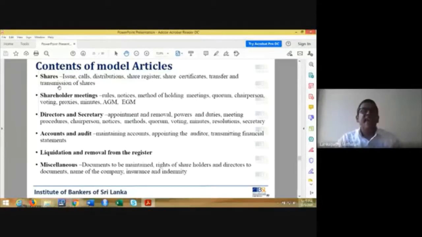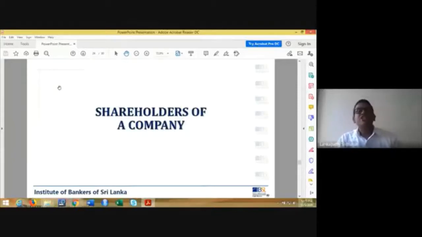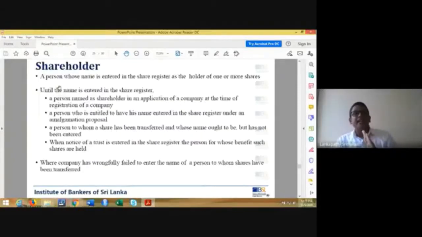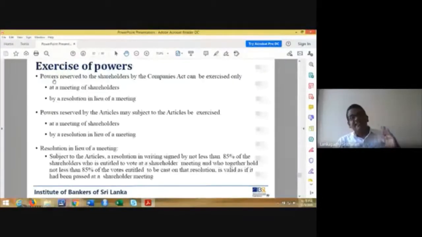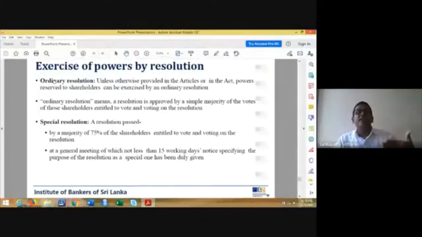And then we have moved into the shareholders of the company, as the last part. We have seen who the shareholders of the companies are, what liabilities the shareholders have, and the exercise of powers. How can they exercise the powers? Under the exercise of the powers, we have seen the ordinary resolution and the special resolution. If a resolution is passed by a simple majority of the votes, it can be considered an ordinary resolution.